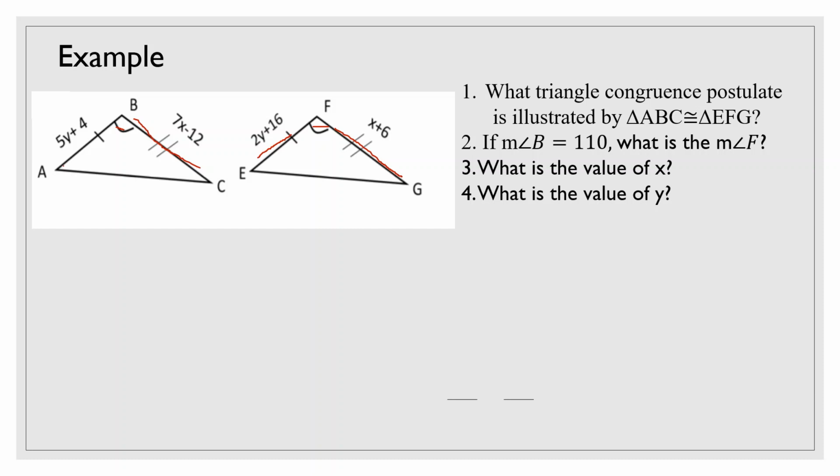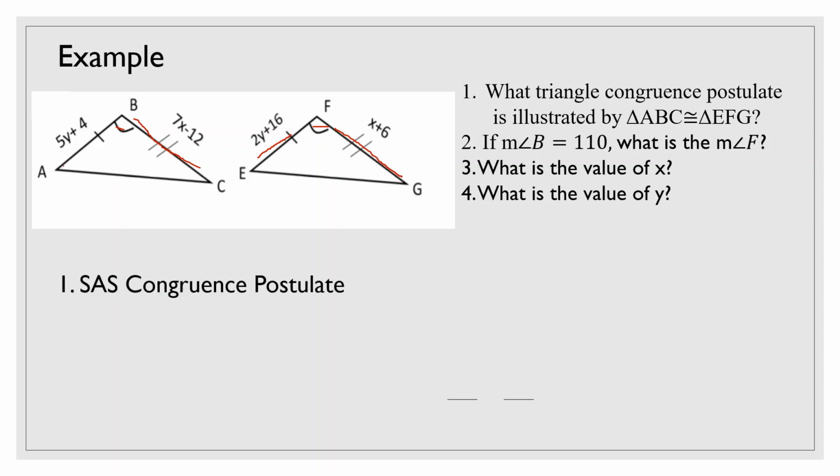So from the given congruent parts, we can say that the two triangles are congruent by SAS congruence postulate, because we have here the two corresponding sides of the two triangles which are congruent and the included angle of these two triangles.